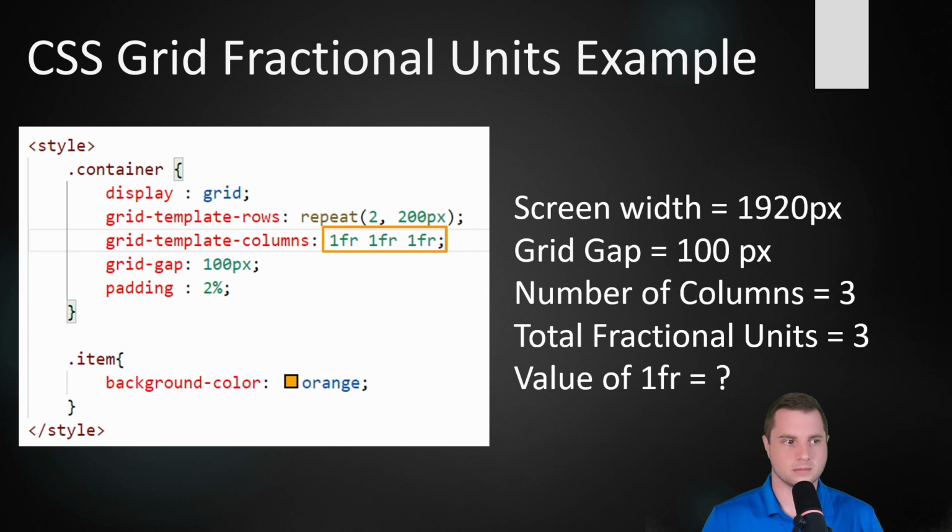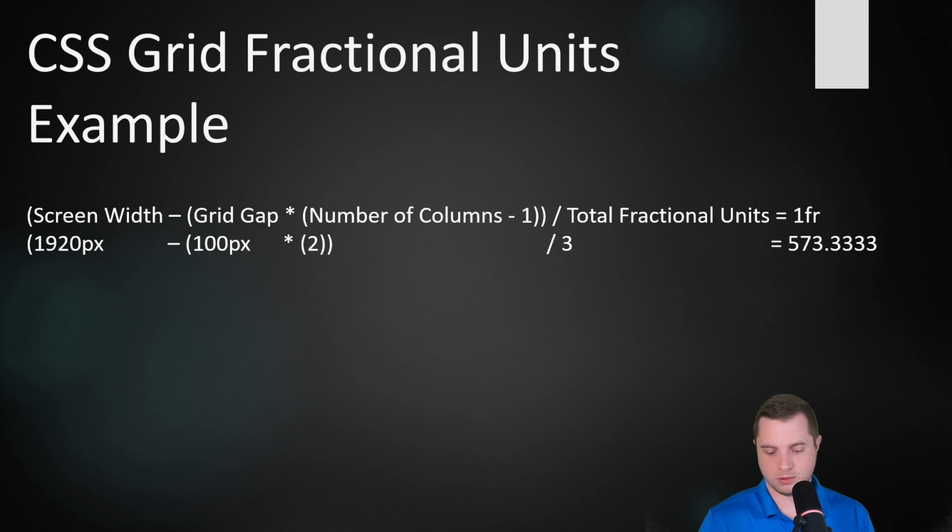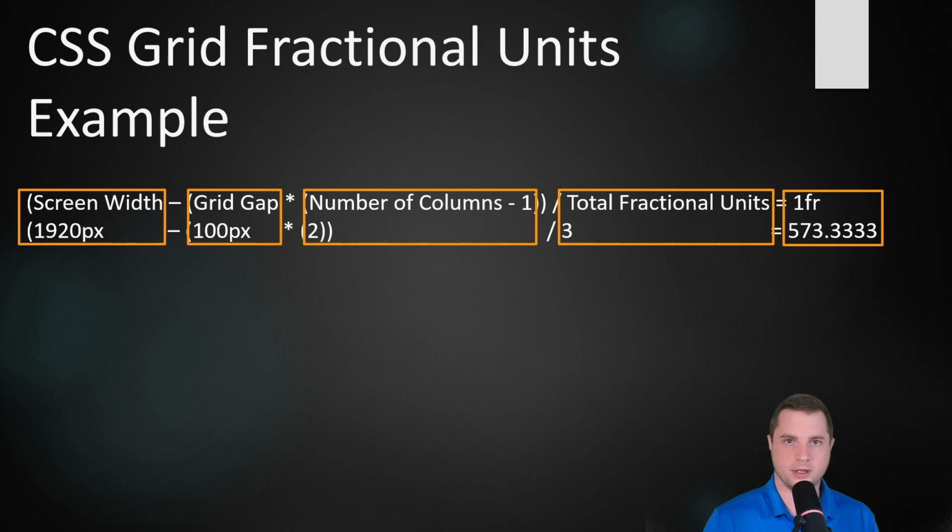All right, so the fractional unit example here is screen width 1920, so your typical 16 by 9 aspect ratio in a 1080p panel. So 1920 width, grid gap of 100 pixels, number of columns 3, total fractional units of 3. What is the value of 1fr? It happens to be 573.3 repeating. And here is the full formula for that. Your screen width is 1920, grid gap 100 pixels times the number of columns that you actually have minus 1. So this time it's going to be 200 pixels, and then divided by total fractional units.